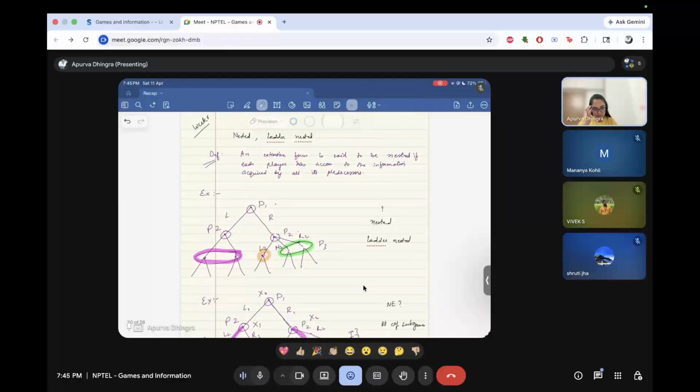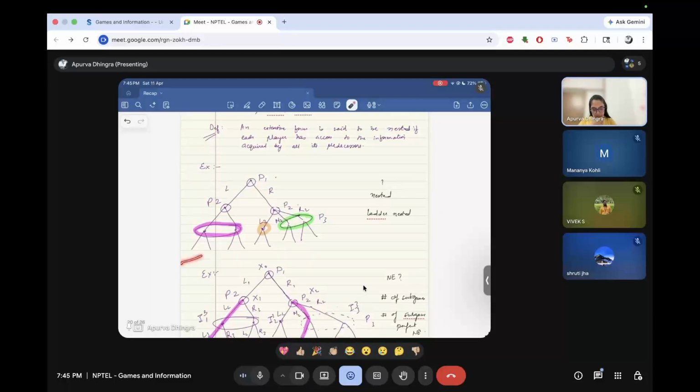So in week 8 we just talked about some simple definitions. For example, nested. Nested basically says each player has access to the information that its predecessors have. The player who's playing last can know more than players who played before him, but he has to know at least as much as players who played before him. So for example, take this one. Is it nested or not?